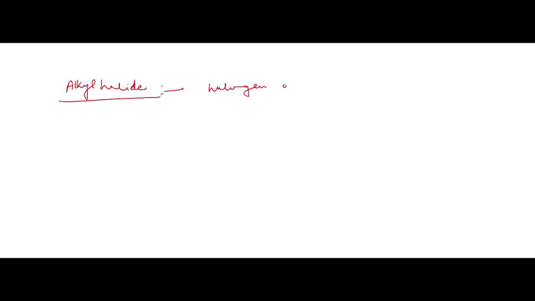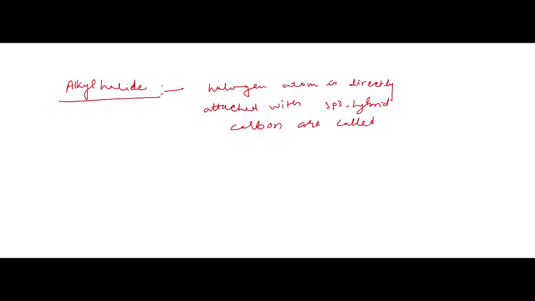Halogen atom directly attached with sp3 hybrid carbon are called alkyl halide. Okay.